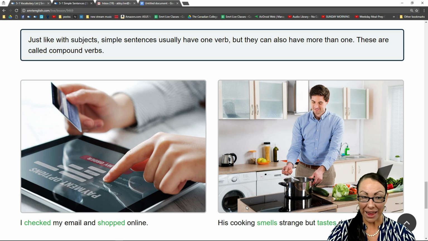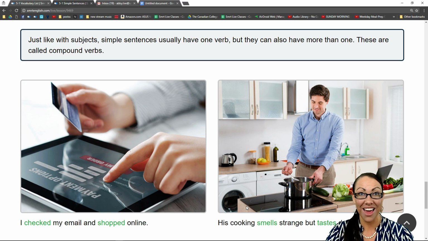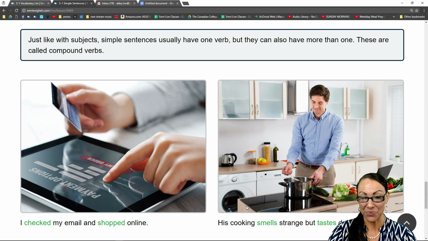I checked my email and shopped online. And again, to review, this is past tense. So it's already happened. It's already been done. Past tense, I checked my email and shopped online. So here we have compound verbs. We have two. There are two actions that have been done or have taken place. In our first example, that's checked and shopped.